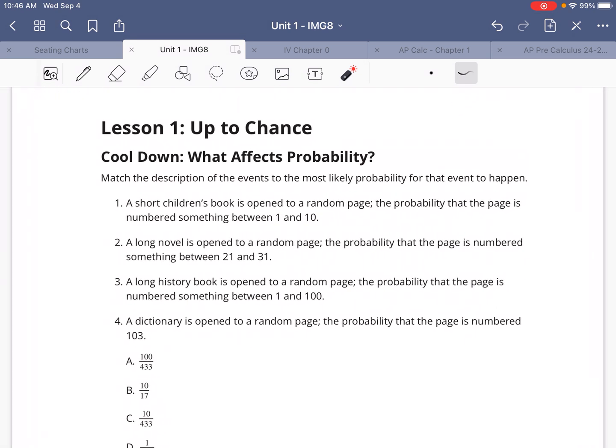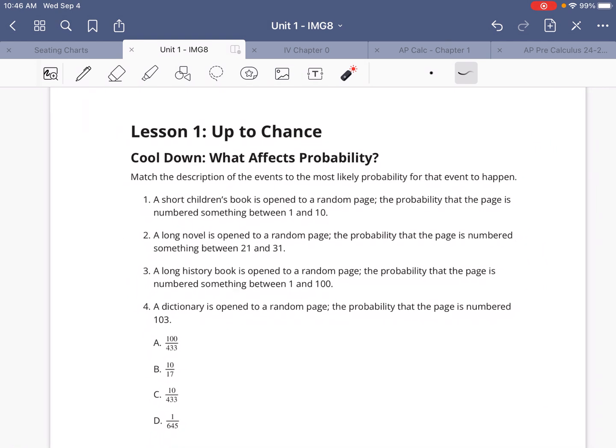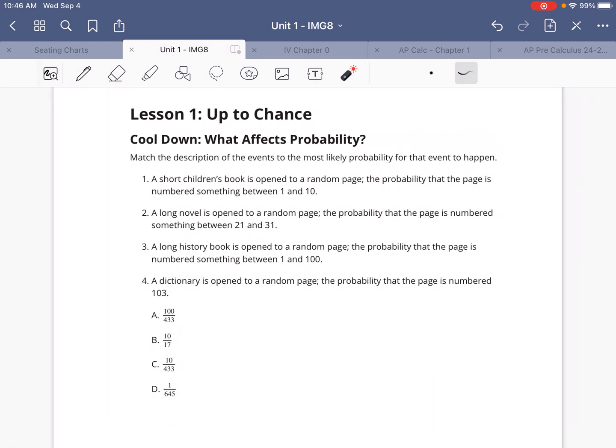So let's take a look at the cooldown. What affects probability? Match the description of the events to the most likely probability for that event to happen. Well, how many outcomes are possible for a particular event? You're going to take that divided by the total possible outcomes.